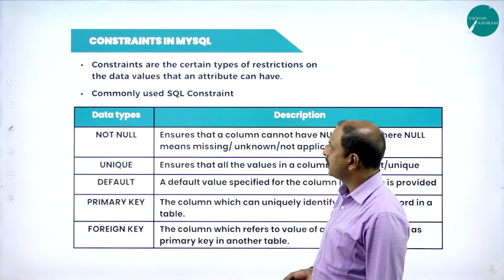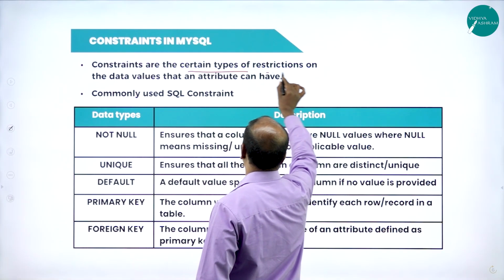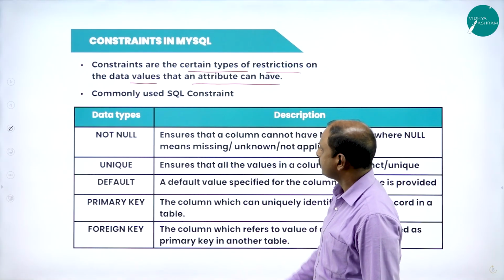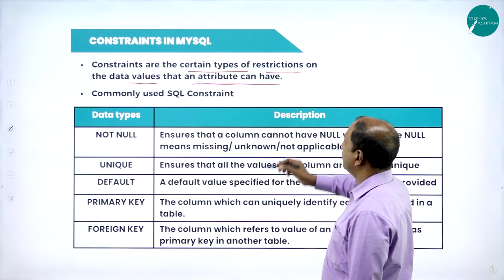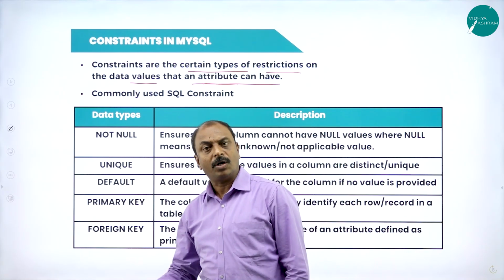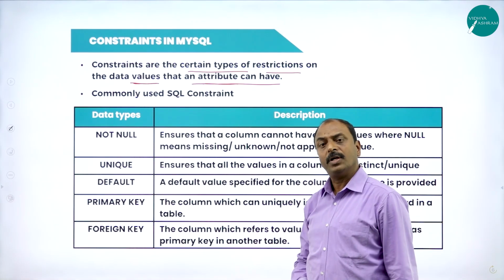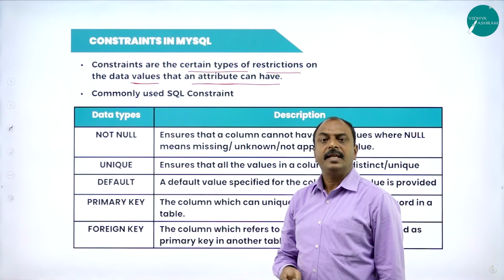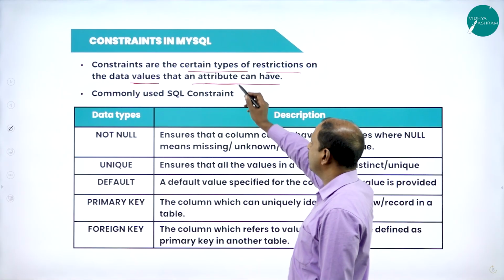Next concept is constraint. So what are constraints? These constraints are certain types of restrictions on the data values that an attribute can have. Here, you know what an attribute is? An attribute is nothing but the column. So it is possible to have a restriction on every column or any particular column for the data values it takes in that column. That is the meaning of constraints, or restrictions, or limitations, which can be applied to different columns, that is, attributes.